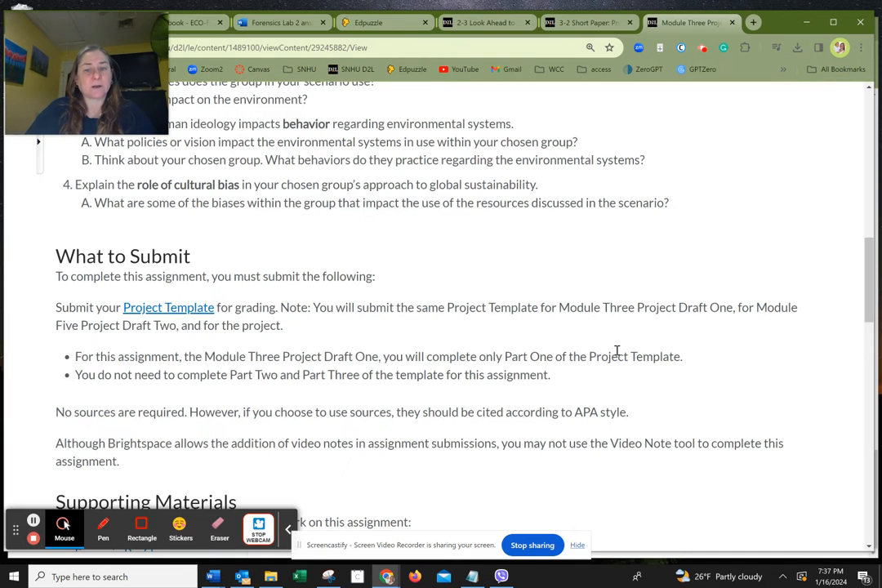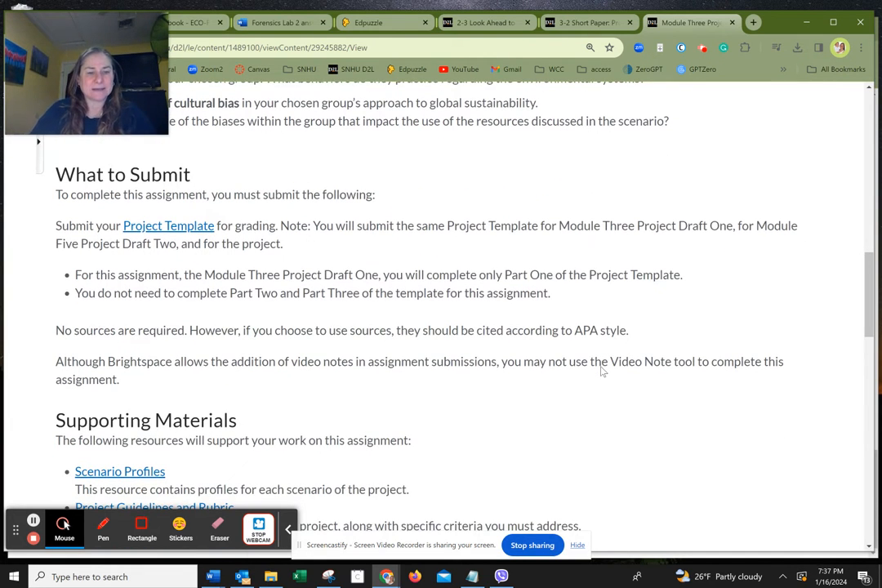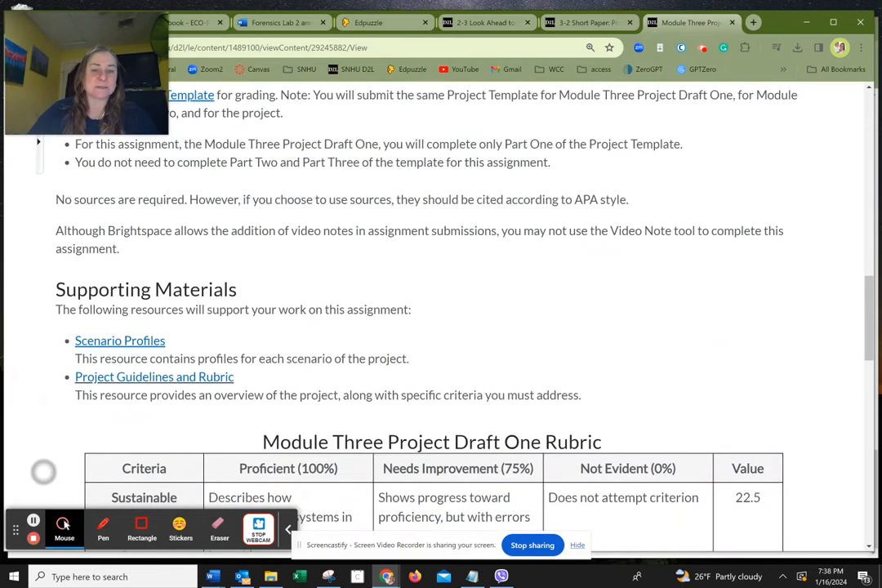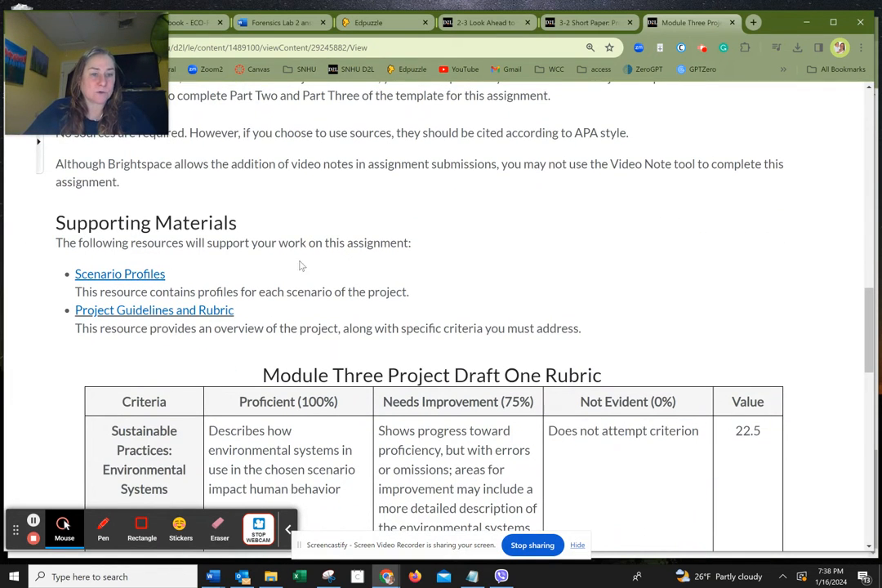Now that you're sitting going, okay, I've got my project template, but what are these profiles you keep talking about? This is why it's a little confusing, because the profiles are underneath it. Those are the questions you're going to have to answer, but this is the material you're going to need in order to answer it. So these are your scenario profiles and your project guidelines and rubrics.